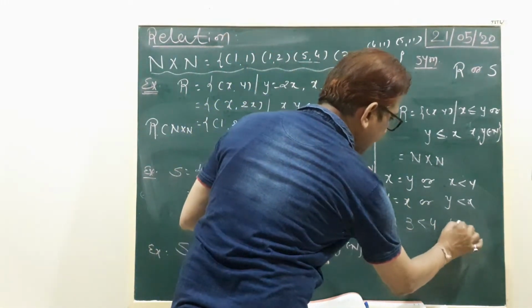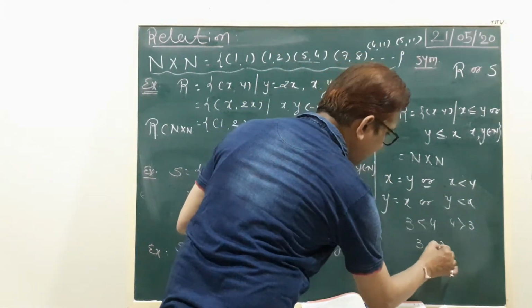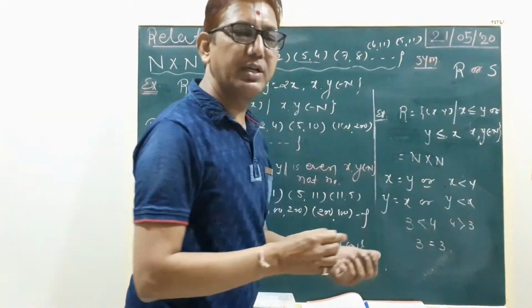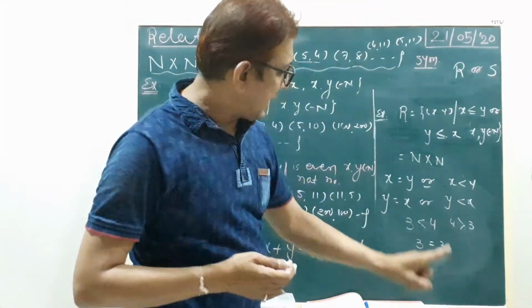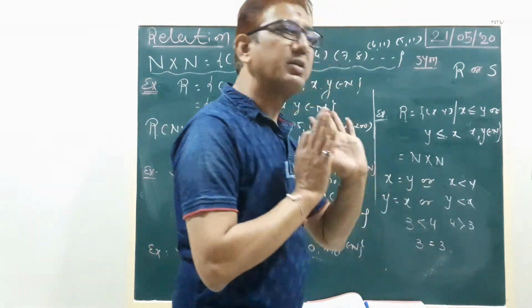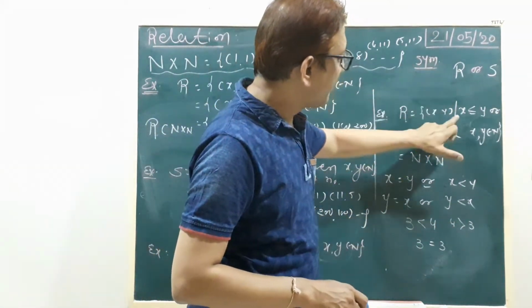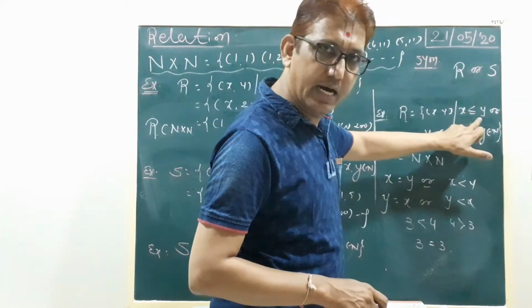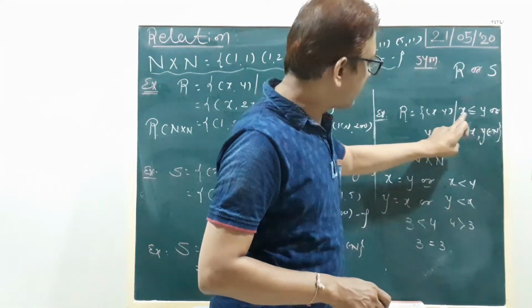Another student can write 4 is greater than 3. And another student compares 3 and 3, so 3 is equal to 3. That means for any two numbers, any one relation is possible. Right? So here our conditions are x equal to y, x less than y, and y less than x.